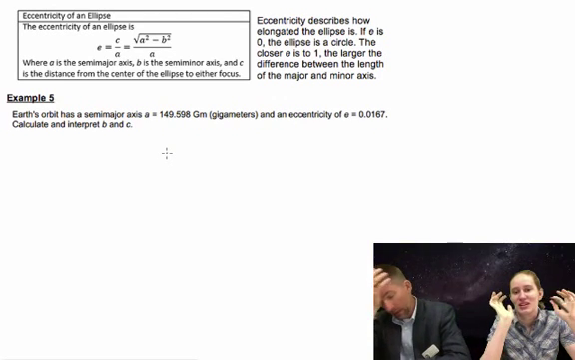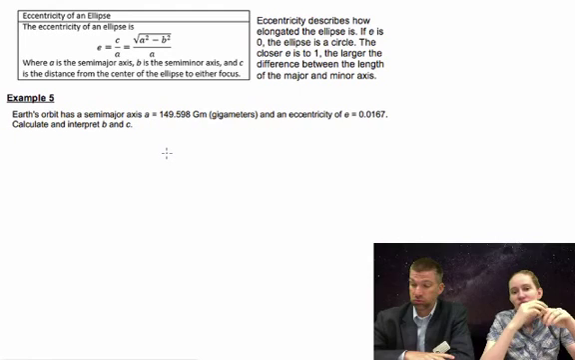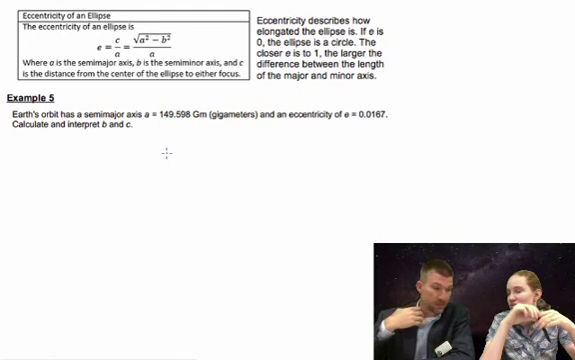So the closer you get for your E value to 1, the larger the difference between your major and minor axis are going to be.